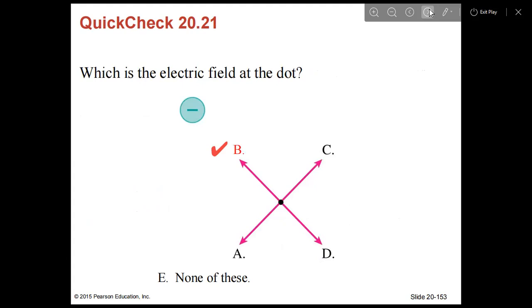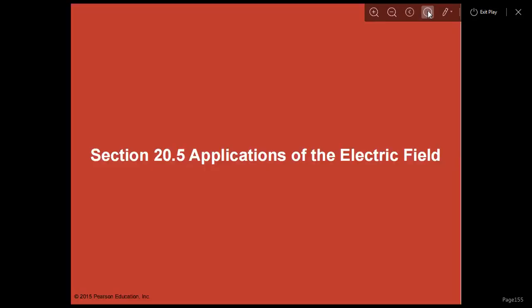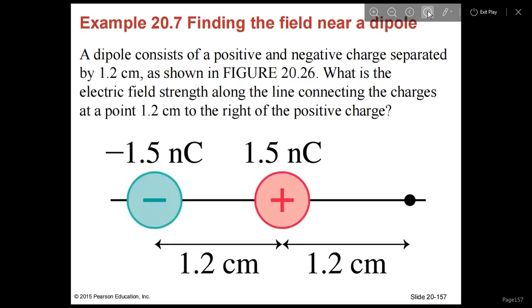Think about this quiz. I hope you can find out the result. A small bead sitting at the origin has a charge of plus 10 nanoCoulomb. At the point 3 centimeter and 4 centimeter, what is the magnitude and direction of the electric field due to this bead? So this will be finding the electric field near a dipole.